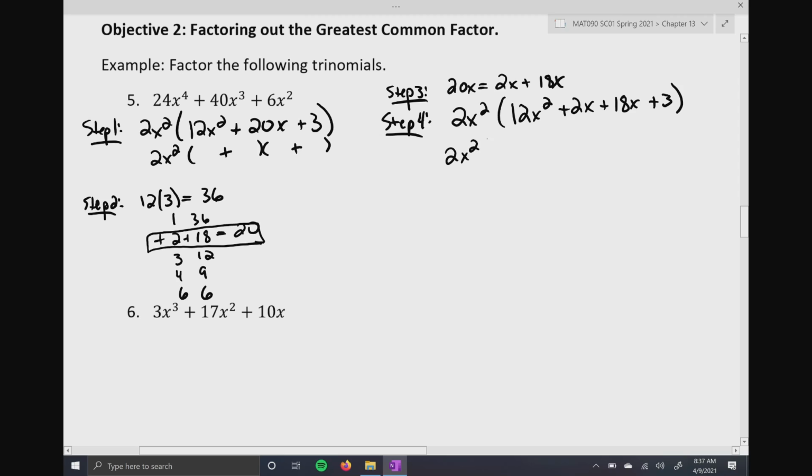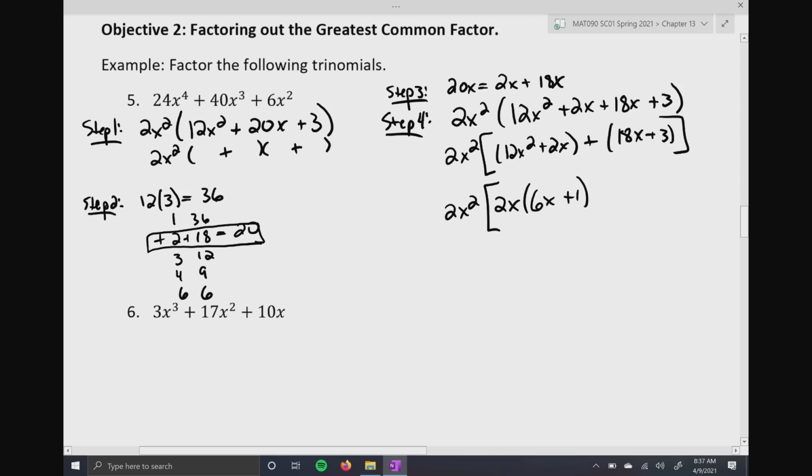So 2x squared equals, and I'm going to write a bracket because I don't want too many parentheses in here. So I do my groupings. And like I said, the only reason why I use the bracket is so I can visually see the difference. All right, so for the first set, I can factor out a 2x. That's going to give me 6x plus 1. For my second grouping, I could factor 3 out. That's also going to give me 6x plus 1.